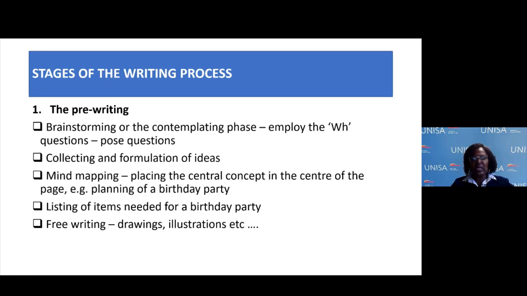You are asking yourself those 7 HW questions. You pose questions to yourself as you are reading the text, and you are formulating some questions. You contemplate, how do I approach this piece of writing? So in pre-writing, you are busy collecting and formulating ideas. You are mind mapping. Remember I said some people think in boxes, some think in pictures, some think in drawing arrows. So now you are busy planning, saying, this is how I'm going to approach my writing.